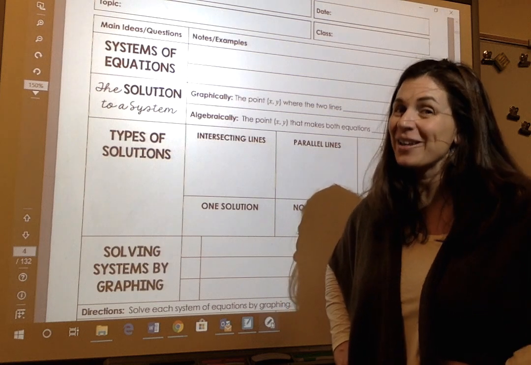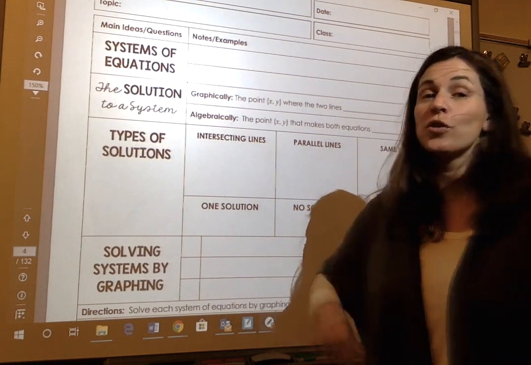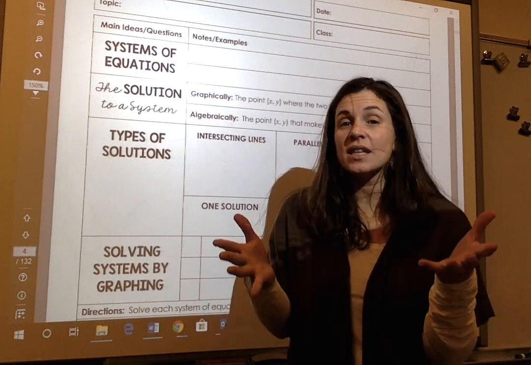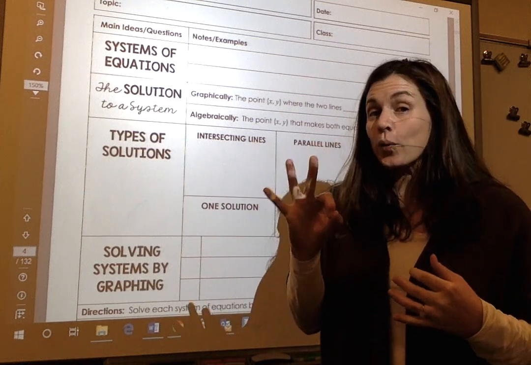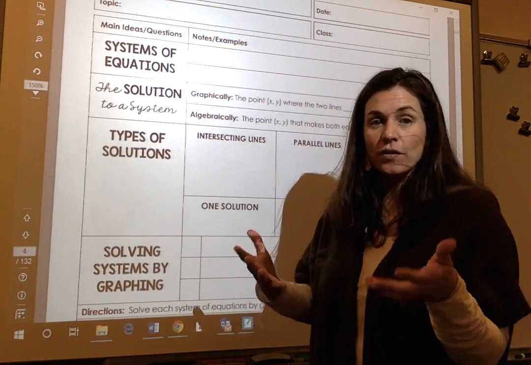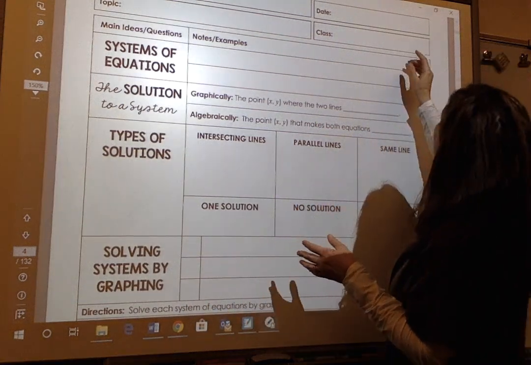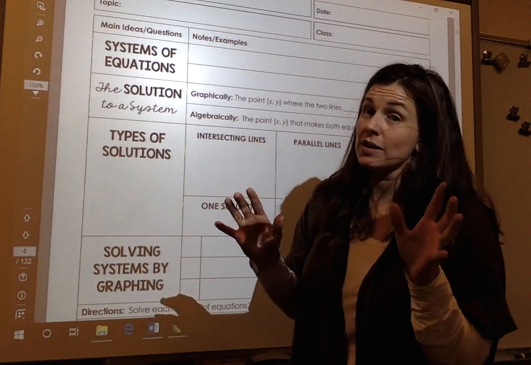Welcome back to a brand new unit. All right, so we are on Unit 5, and this is all about systems of equations and inequalities. We are going to be learning 3 different types of how to solve a system of equations. First of all, you need to know what a system is.